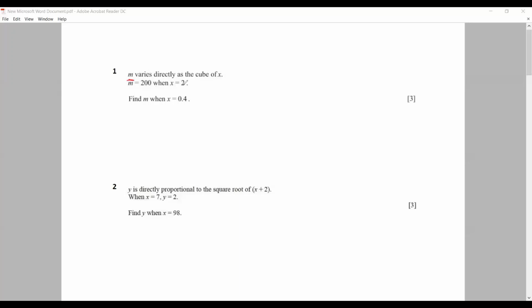We have two unknowns, m and x. M varies directly. So you have to take note of this word, because if they say directly, immediately, you don't need to make the reciprocal of the second quantity. However, it's not directly proportional to x, it's directly proportional to the cube of x, not cube root, but cube. So this is the relation between m and x, okay? And then convert it to a formula.